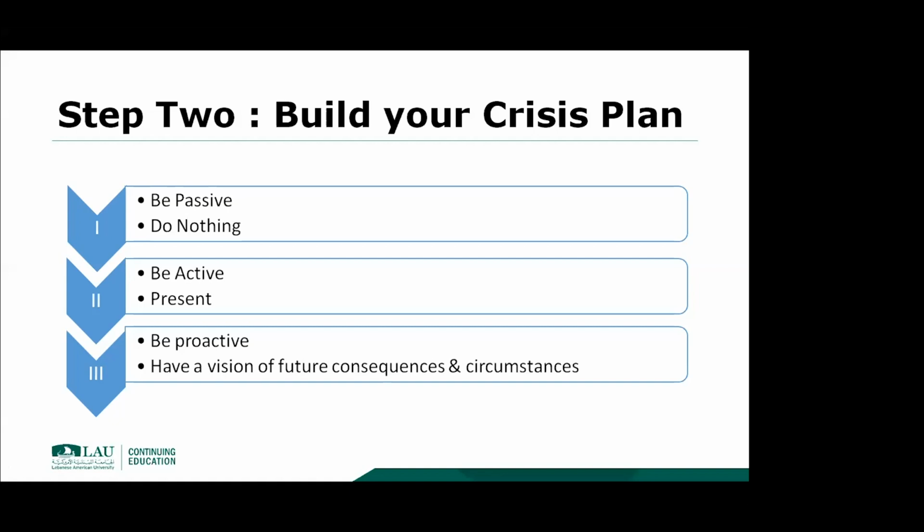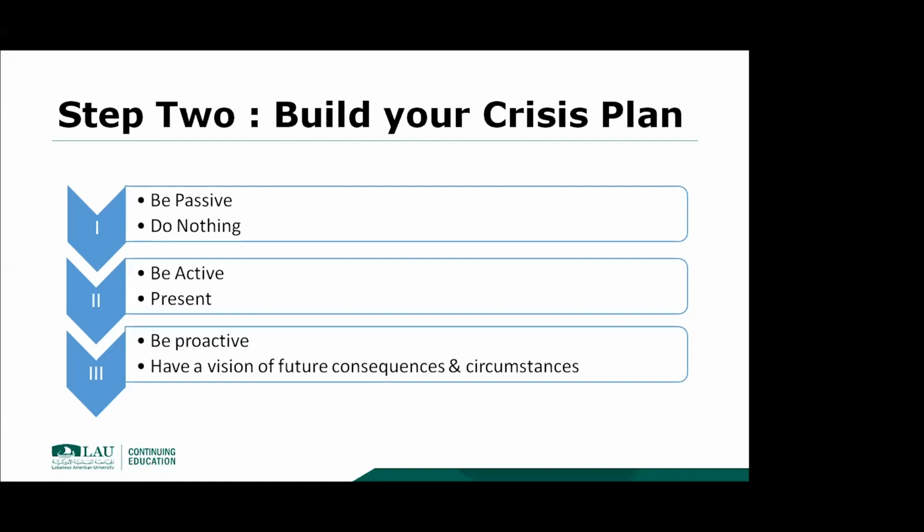Step number 2 is you being active. Being active means you dealing with the present, taking action today, dealing with the circumstances of today. So I can take action and I'll be dealing with the present. And usually when we have a crisis, we deal with the present. We don't really look for future solutions. We deal with the present because we weren't prepared for it in the crisis. And step number 3 is being proactive. Being proactive means having a vision of future consequences and circumstances.